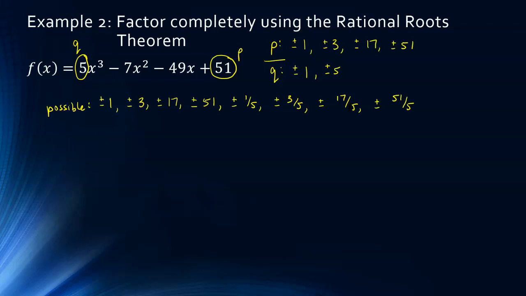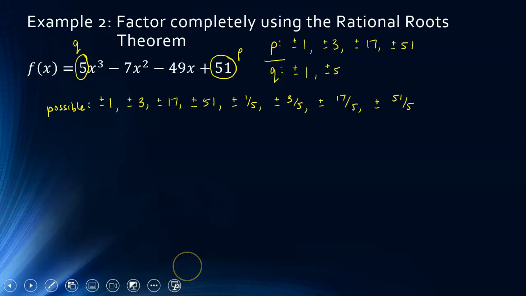Remember your plus and minus for each of them. Our q would be the factors of the leading coefficient, which is just 5. So we have plus or minus 1 and plus or minus 5. So now we write all these as fractions. If you had a hard time with that, let's just review.